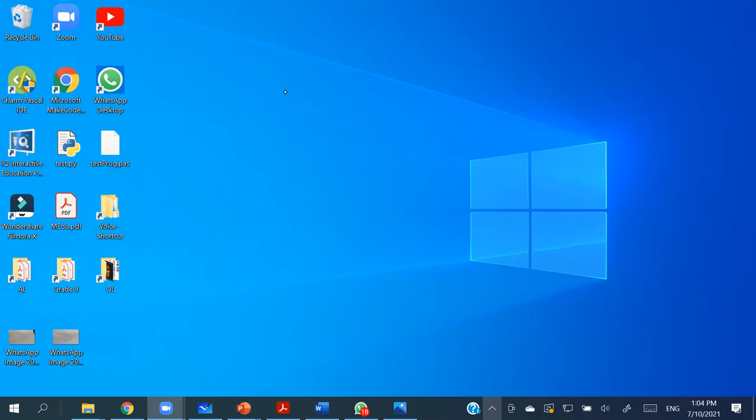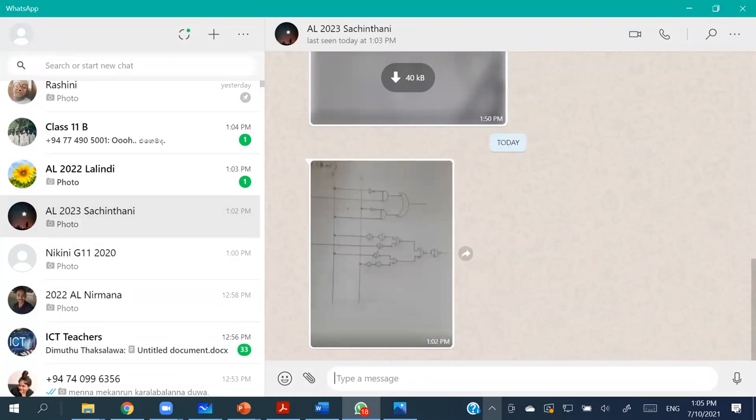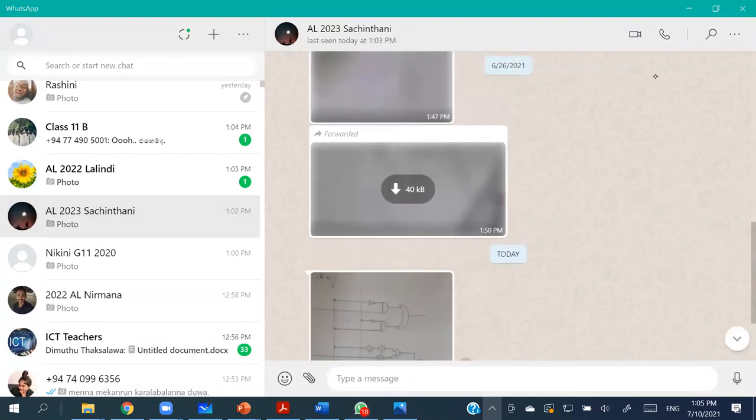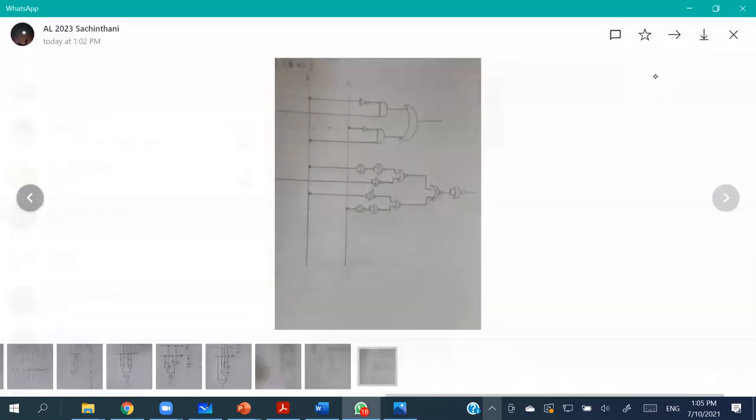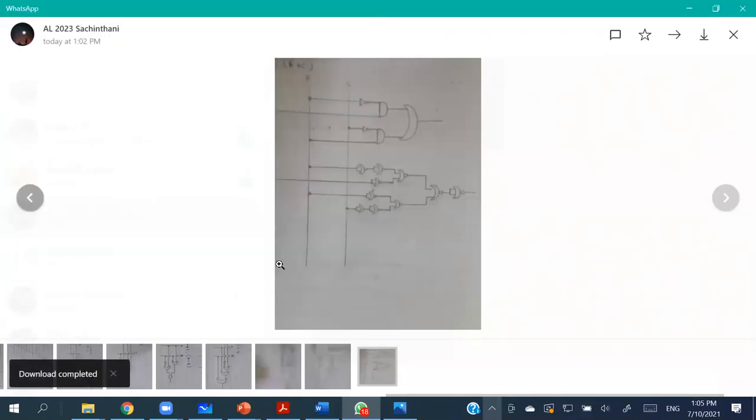Sachintani, how about it, Dua? Let me see. Yes. Let me check it. Very good, Dua. Right, Dua, now you can cancel the NOT gates which are connecting with each other.